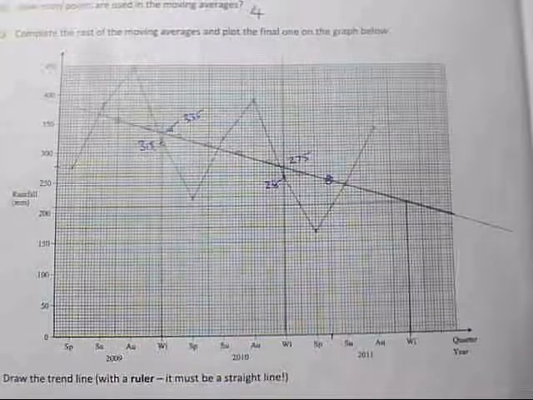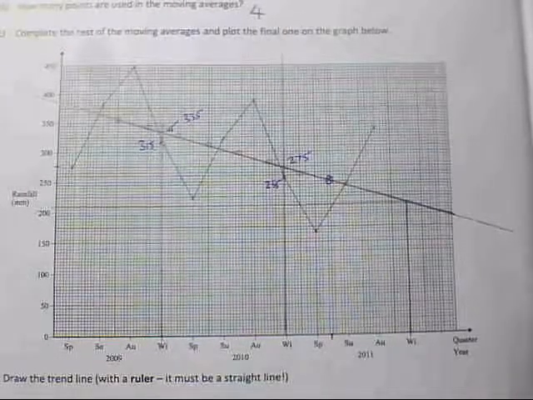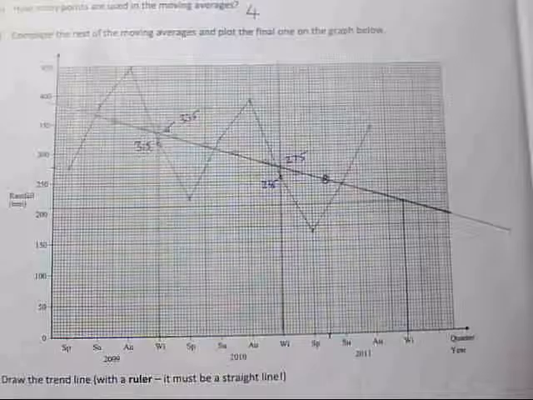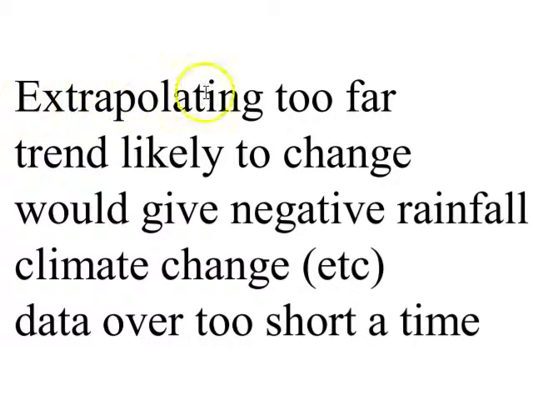So you can give a number of different reasons here. Okay, what I'll do is I'll show you some of the reasons that, when this was an exam question, would have been allowed. So you could say we're extrapolating too far, we're going too far into the future. You could say that the pattern that we've noticed from this data is likely to change. You could say that the rainfall looks like it would be predicted to be negative. You can even talk about other things like climate change is going to have an effect. And you can say that the data we've got is over a very short time. So those are some of the things that would be allowed.